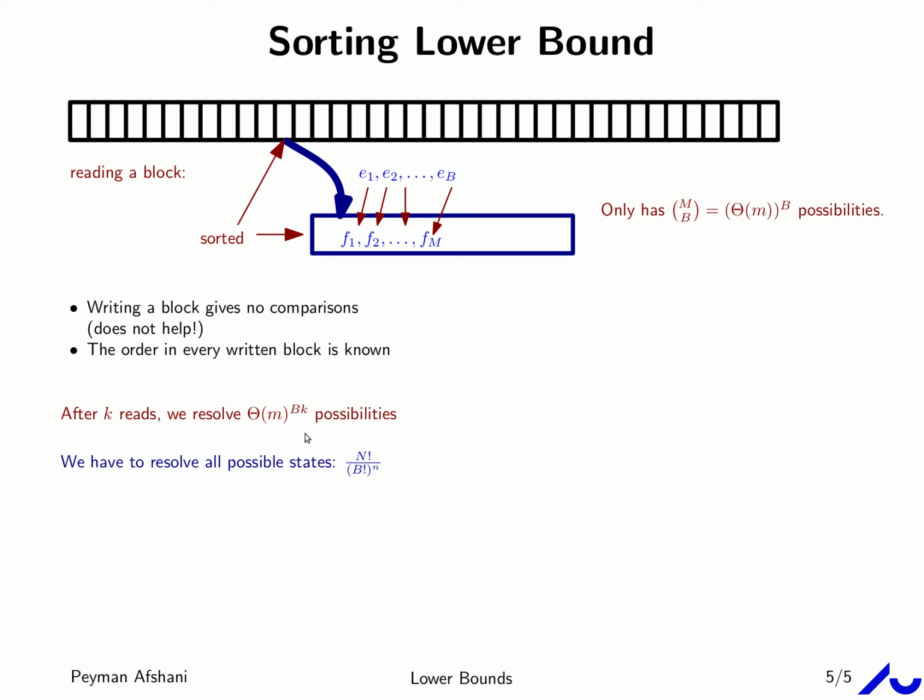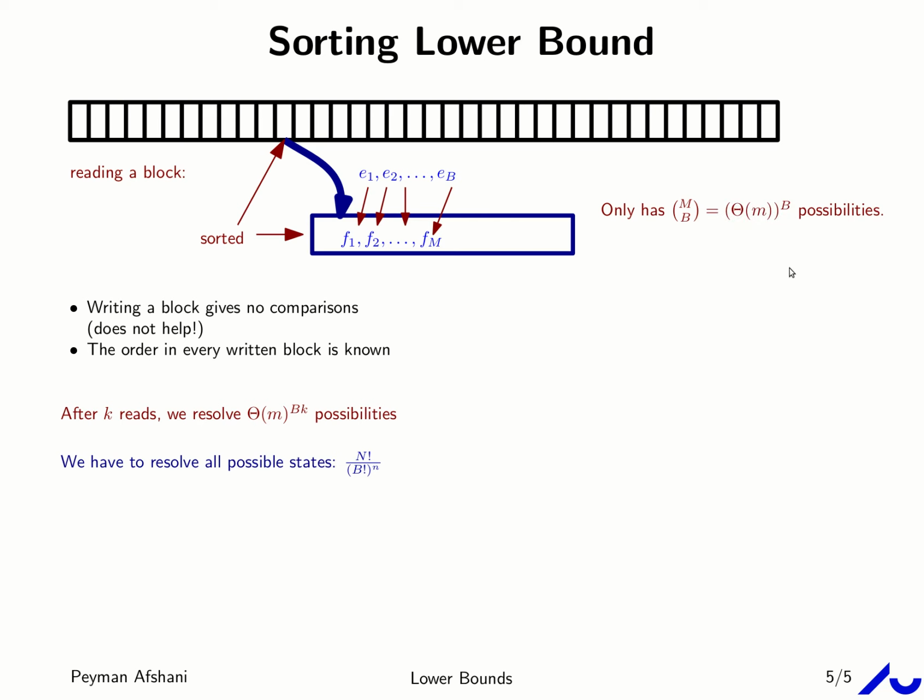Observe that we need to resolve all possible states. The total number of different sorted orders of the n elements is n factorial, but because we have ignored the order within each block, the algorithm just simply needs to resolve which state the sorted order of the elements belongs to. We observed from the previous lower bound that the number of different states is this much. So this is the total number of possible states of the final sorted order. Every time the algorithm does one comparison or one block read, it can reduce it by this much. This is how the number of possibilities are reduced.